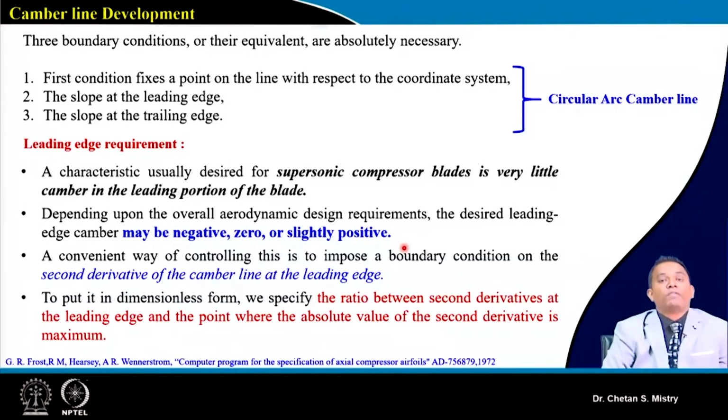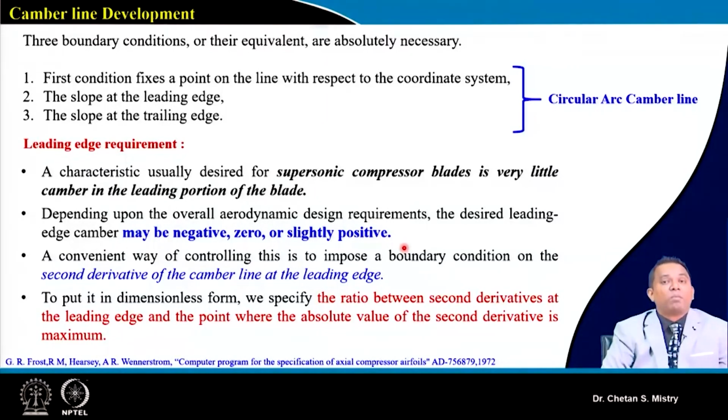If you recall, when we were discussing subsonic aerofoils, we discussed the first condition, that all points need to fit on the line for a particular coordinate system. Then we discussed the slope at the leading edge, and the third boundary condition was the slope at the trailing edge. These three boundary conditions are sufficient when we are discussing, say, a circular arc camber line.